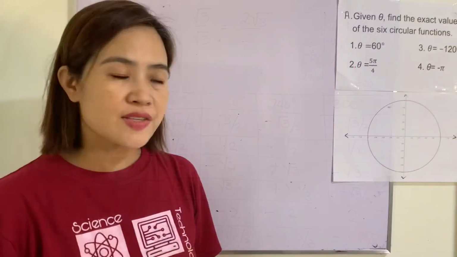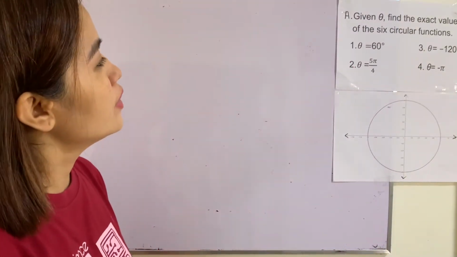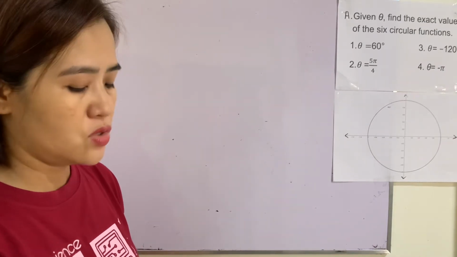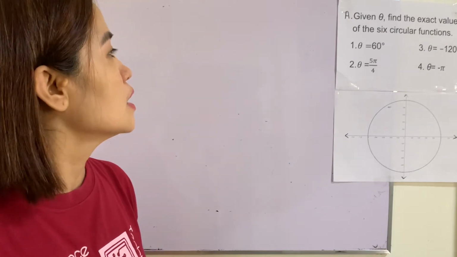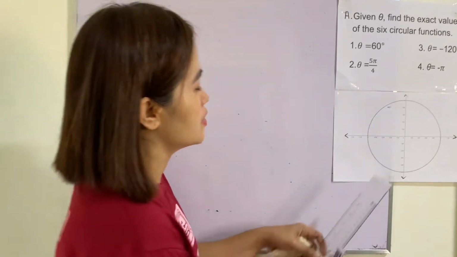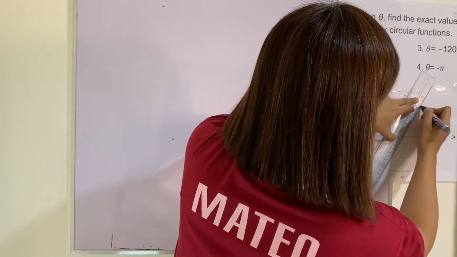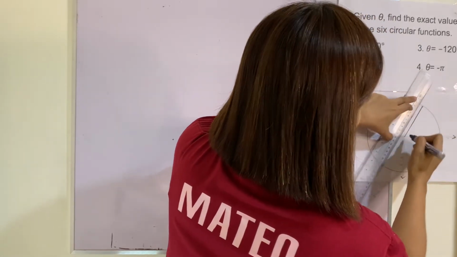Let's take this example now. Given theta, find the exact values of the 6 circular functions. So the first angle is 60 degrees. I will be illustrating it. Approximately, this one is 60 degrees.